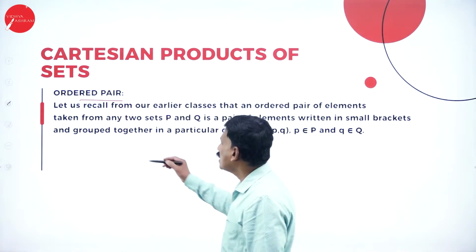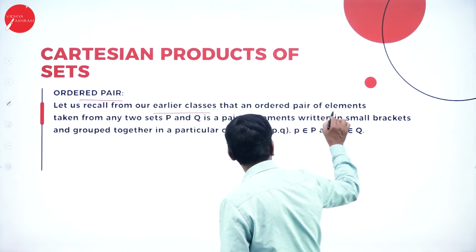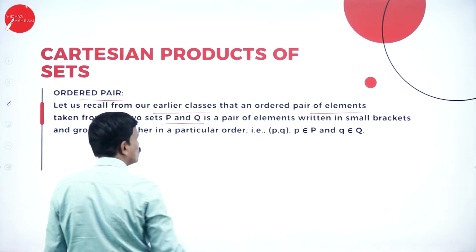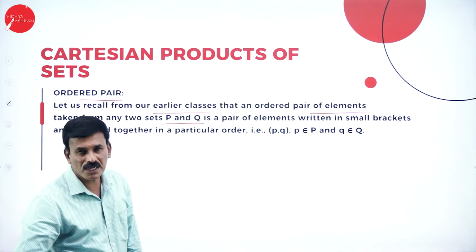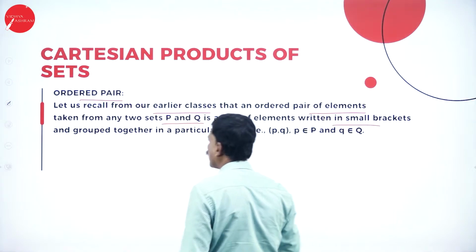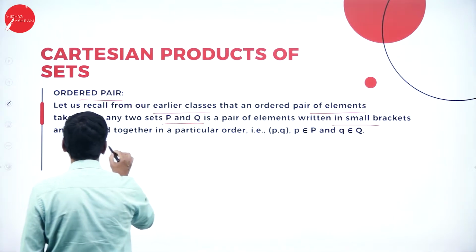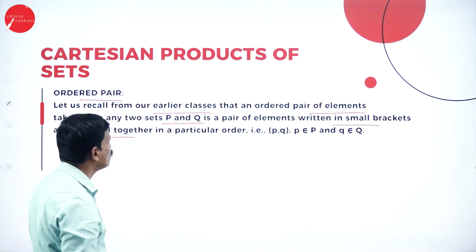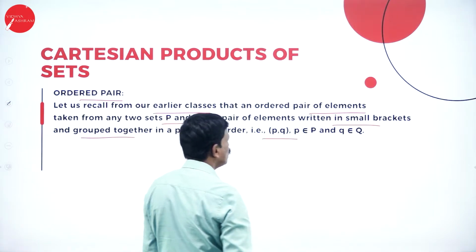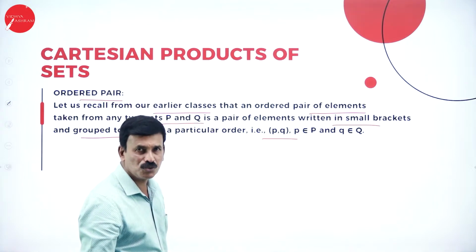Ordered pair means, let us recall from our earlier classes, that an ordered pair of elements taken from any two sets P and Q is a pair of elements written in a small bracket, that is the parenthesis, and grouped together in a particular order like p comma q, where p belongs to P and q belongs to Q.